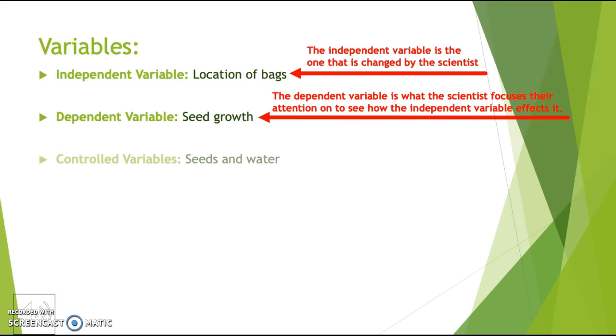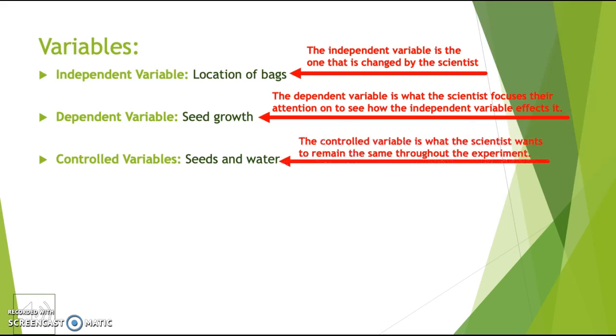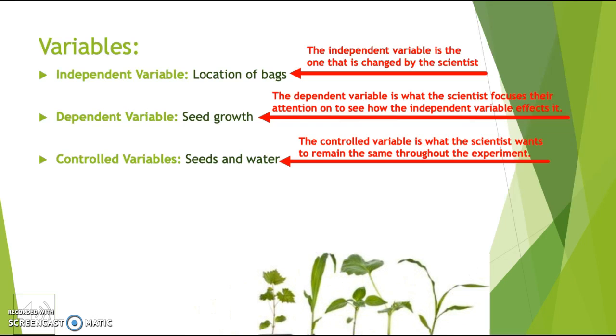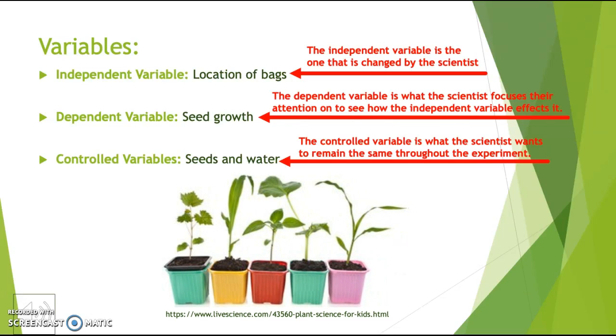Lastly, I include my controlled variable. The controlled variable is what the scientist wants to remain the same throughout the experiment. Therefore, for my experiment, I want the type of seeds and the type and amount of water to be the same. It is important to note that there can be multiple controlled variables.